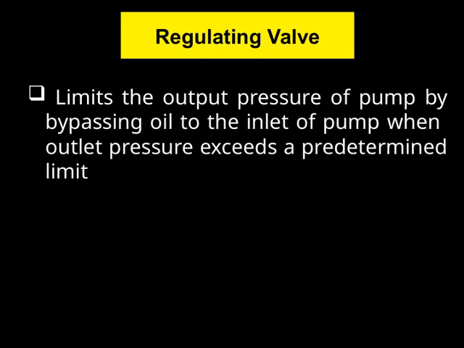Let's take a closer look at how we control the pump's output pressure. This slide highlights the role of a regulating valve. Essentially, the valve limits the pressure by bypassing oil back to the pump's inlet whenever the outlet pressure exceeds a certain preset limit. This prevents the system from experiencing excessive pressure, which could cause damage or inefficiency.